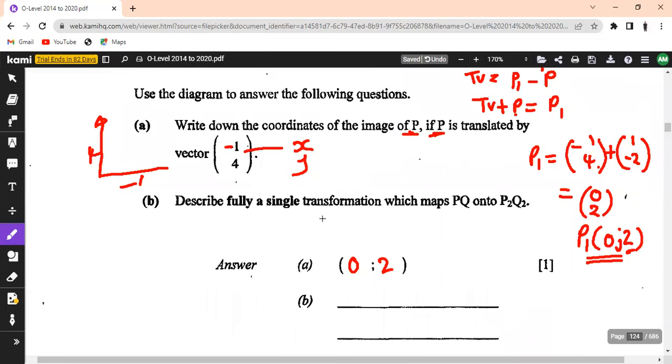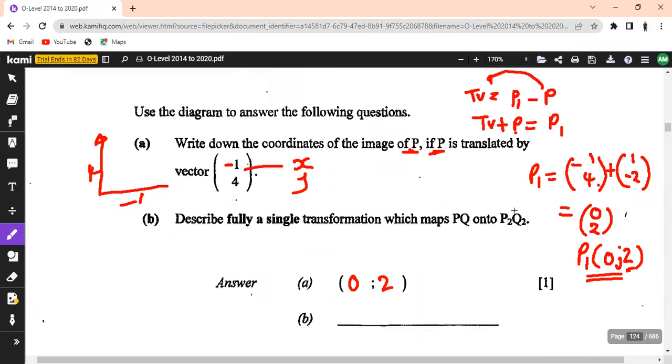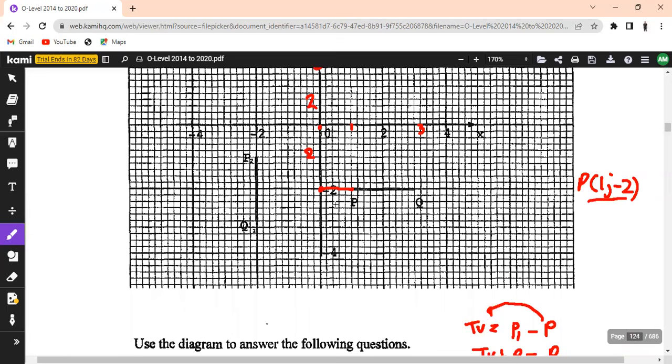And describe fully the single transformation which maps PQ onto P2, Q2. That is PQ, this one.